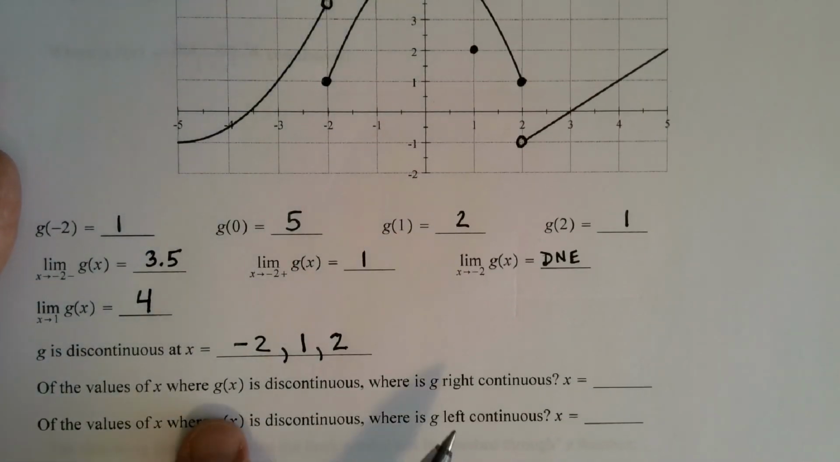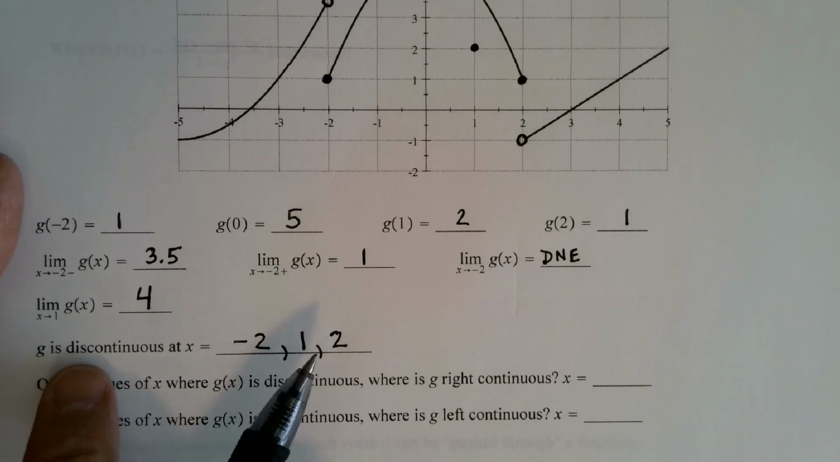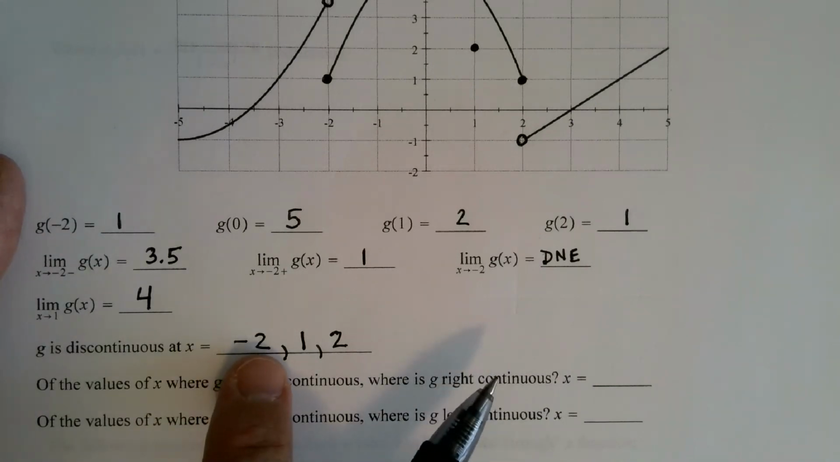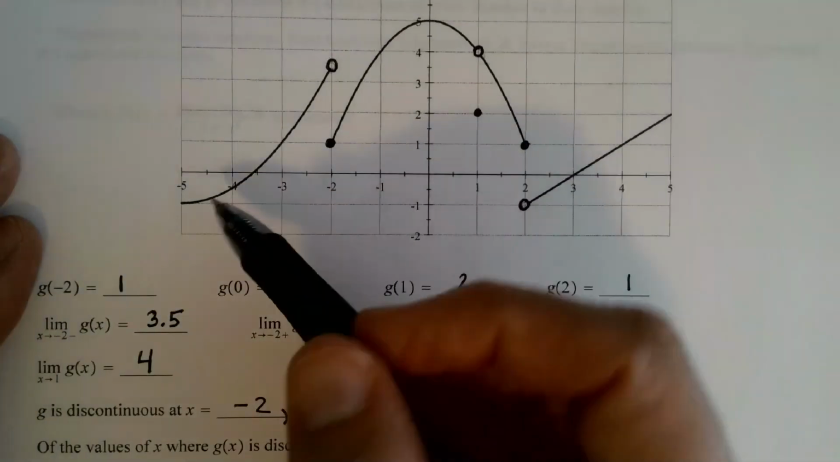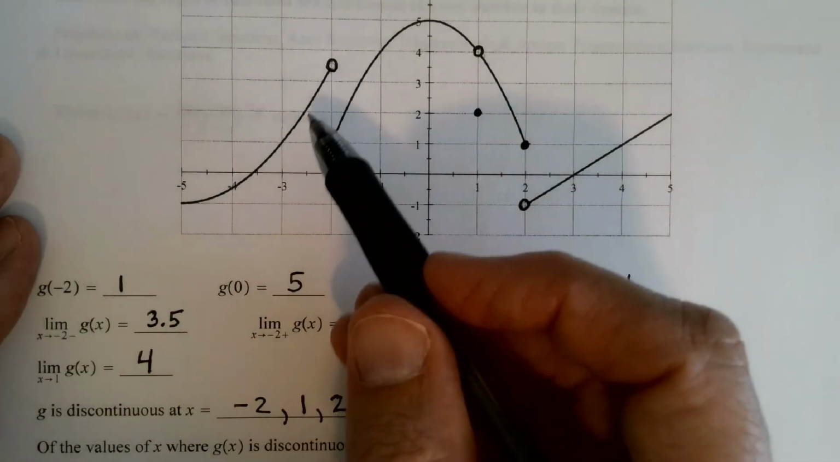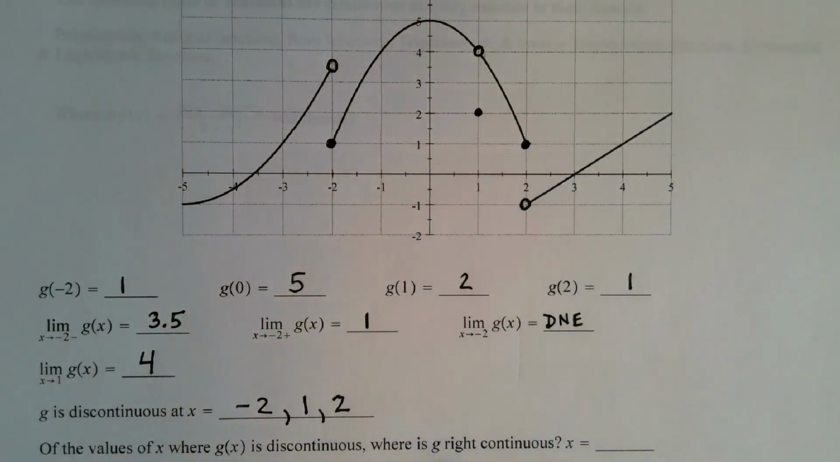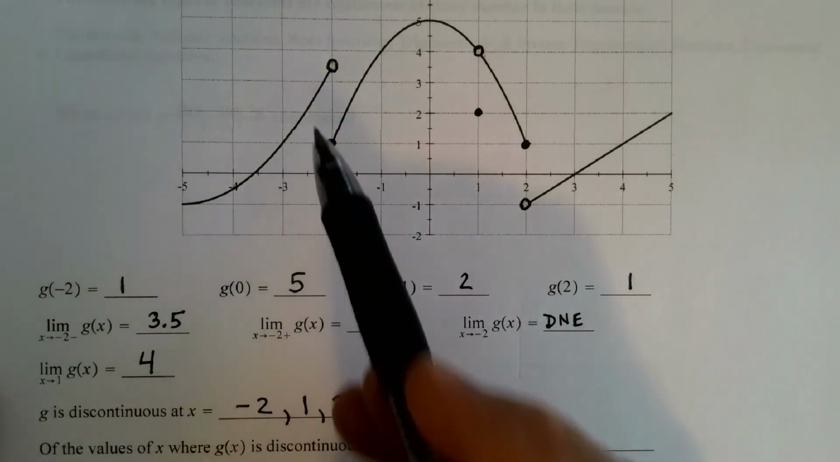Where is this function going to be right continuous? Well, let me say specifically, of these values where it's discontinuous, where is g right continuous? The reason I say that is because it's only discontinuous at these 3 points, right? -2, 1, and 2. That means everywhere else it's continuous. It's continuous for all values, say, less than -2. And remember, if you're continuous, you're both right continuous and left continuous. So we wouldn't want to look at any of these points. We know it's left and right continuous everywhere where it's continuous.